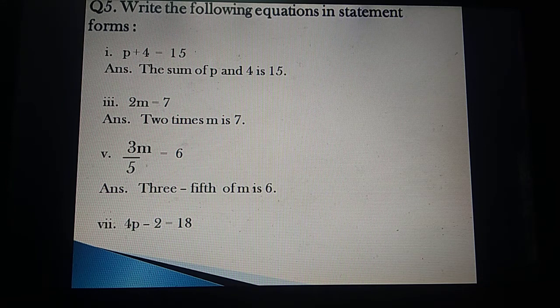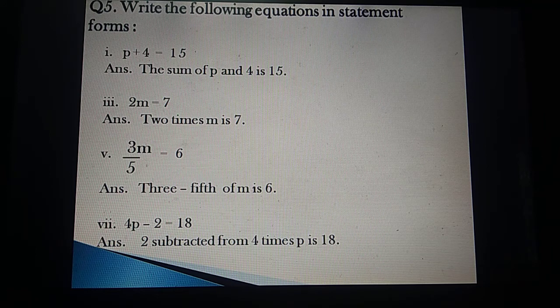Next is 4p minus 2 equals 18. Solve the left part, 4p minus 2. It means we are subtracting 2 from what? From 4p. 4p means 4 times p is 18. So 2 subtracted from 4 times p is 18.